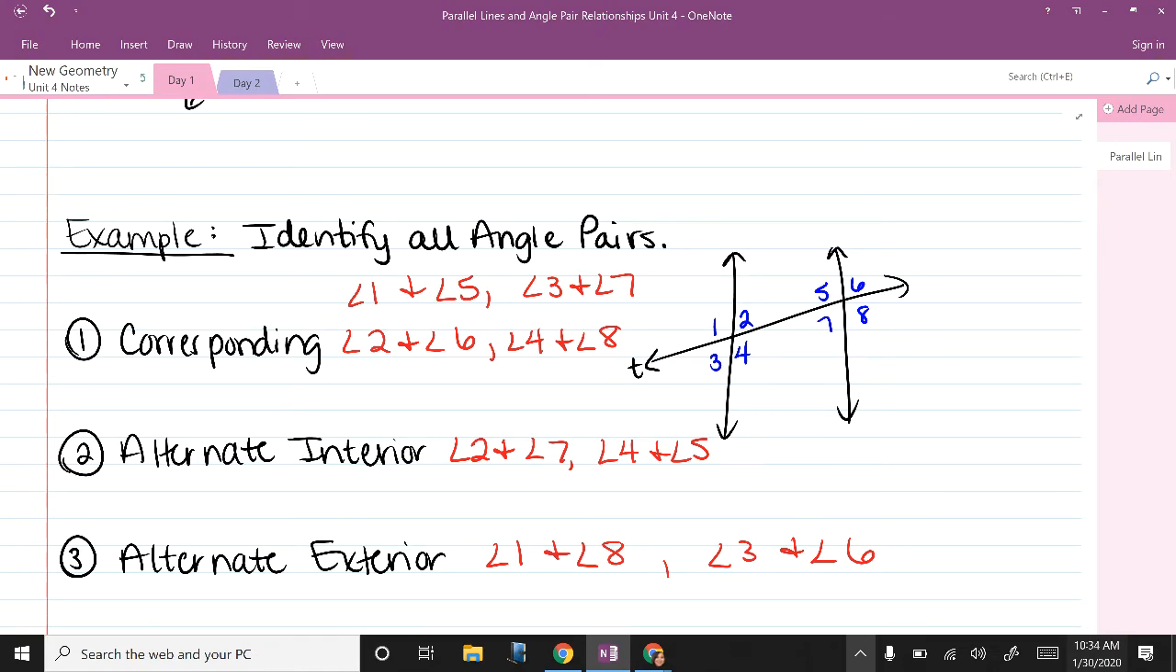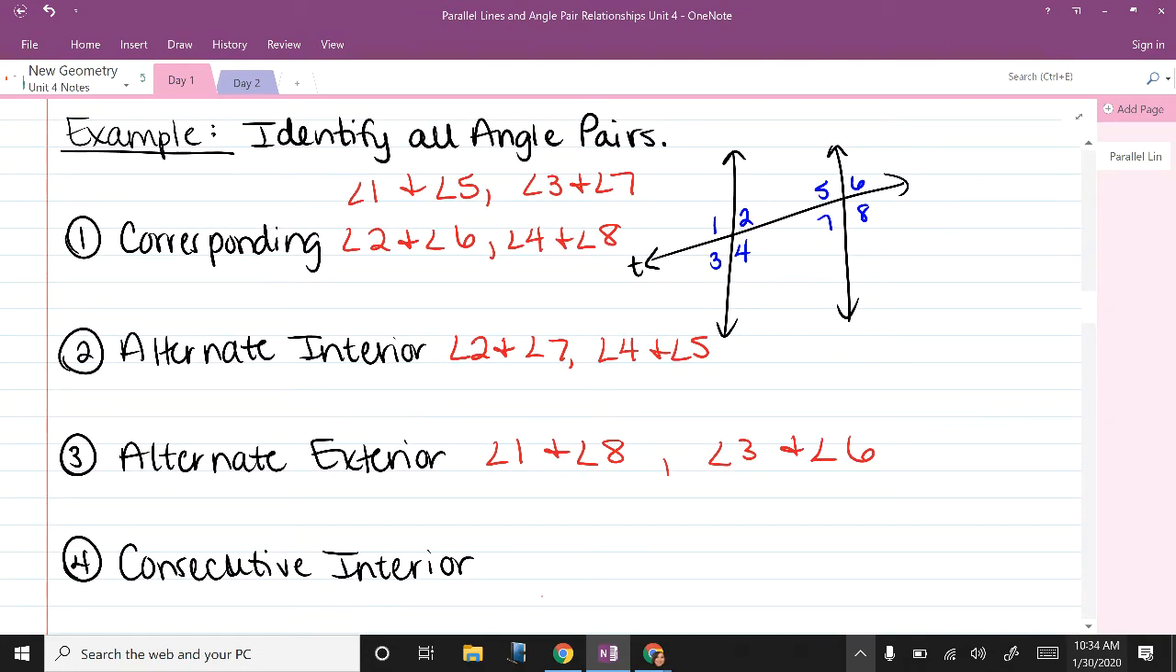And the last one is consecutive interior. Okay, so interior means we're looking inside the lines, so we're looking between them. But consecutive means they're on the same side of the transversal. All right, so we're looking at angles 2, 4, 5, and 7. So with angle 2, which one is the consecutive interior angle that goes with angle 2? Angle 5. They're on top of the transversal, basically, right? And which one goes with angle 4? Angle 7. Okay. So the most important thing you can do in this unit is learn your relationships.